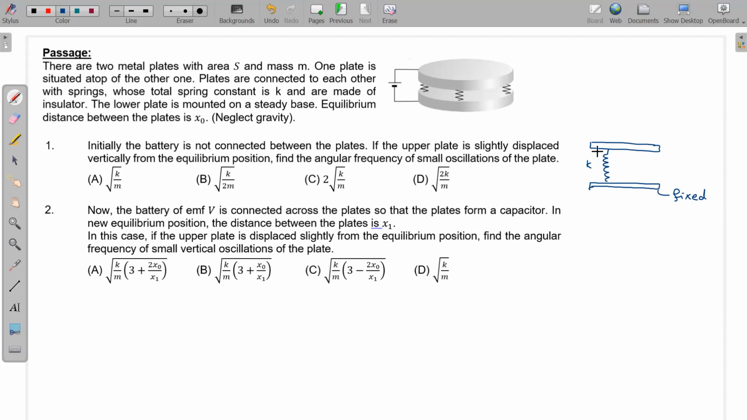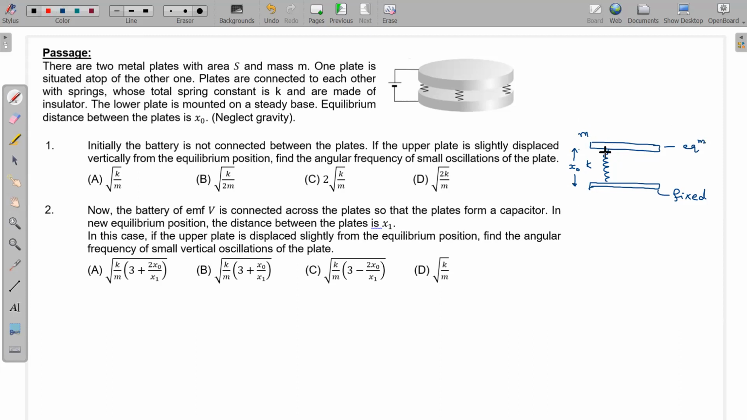Now, if there is no gravity, then I can say that the initial equilibrium position is given as x naught. So the spring must be in the natural length at this position because there is no gravity. So there is no weight which is going to compress the spring. Right. So the initial condition is given to us that the battery is not connected in the system. So I consider the spring must be in its natural length state initially. So this will be the initial equilibrium position.